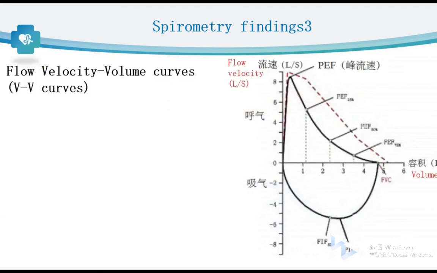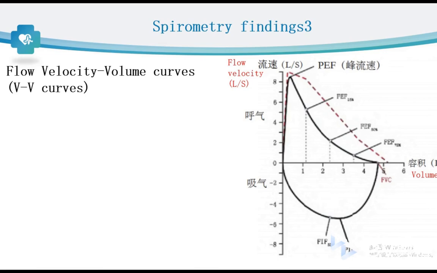In the spirometry report, we can also find the VV curves. The full name is the flow velocity volume curves, as this figure showing. In this figure, we can see 2 axes. The vertical axis is the flow velocity, and the horizontal axis shows the volume of the lungs. This curve shows the curves in the normal patient.